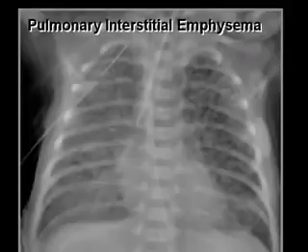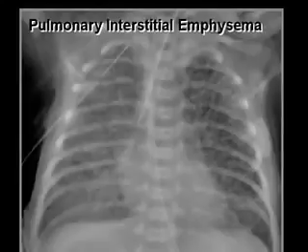And if you said that you thought this represented pulmonary interstitial emphysema with multiple small bubbles of air throughout the lungs, you would be correct.